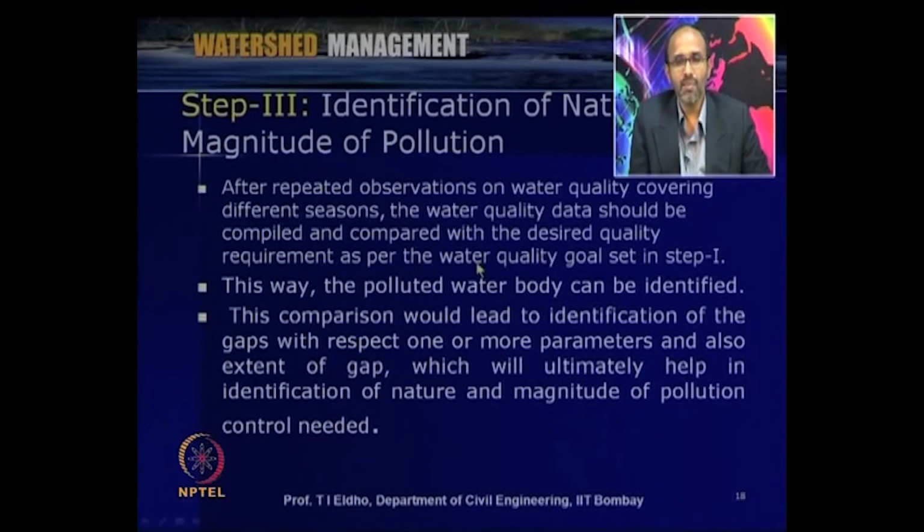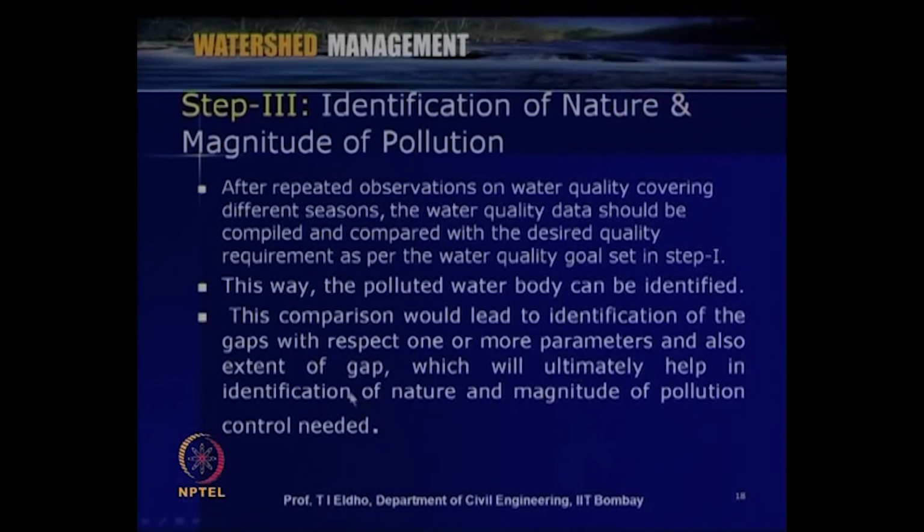So where is the particular location, be it surface water or groundwater, where it is polluted. Then this comparison would lead to identification of the gaps with respect to one or more parameters, and also the extent of the gap, which will ultimately help in identification of the nature and magnitude of pollution control needed. So that is the identification of nature and magnitude of pollution, step number 3.